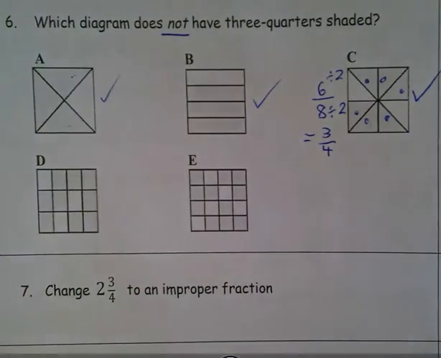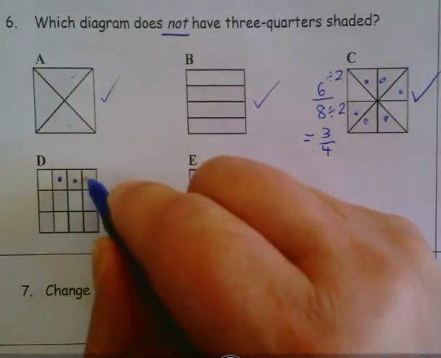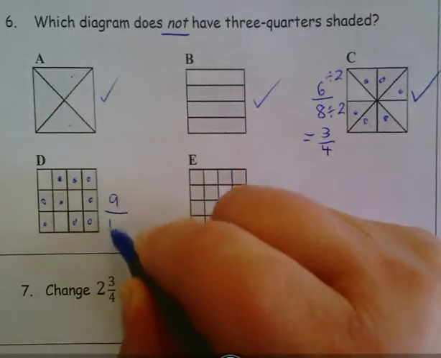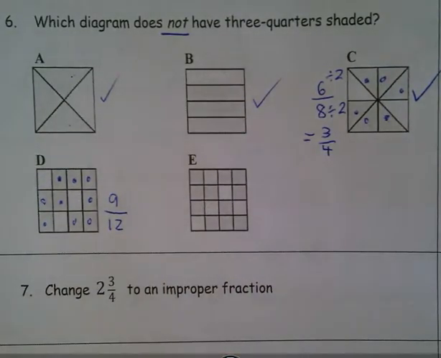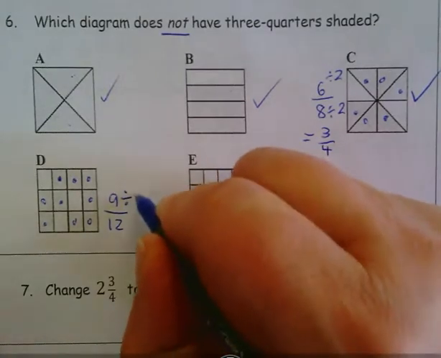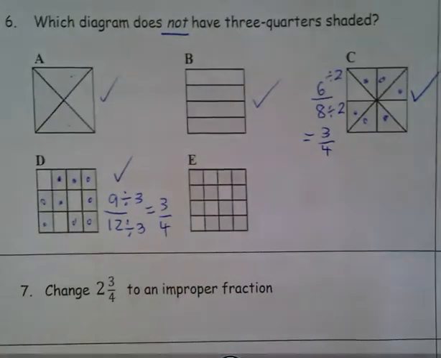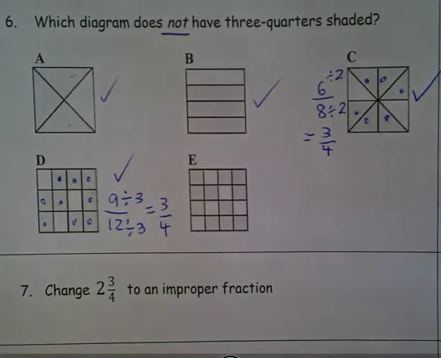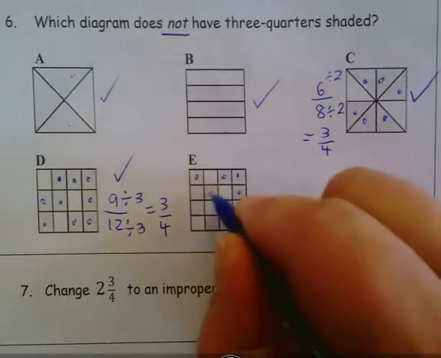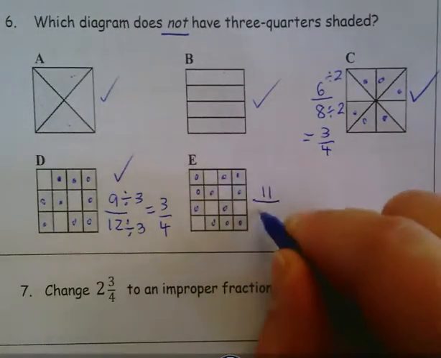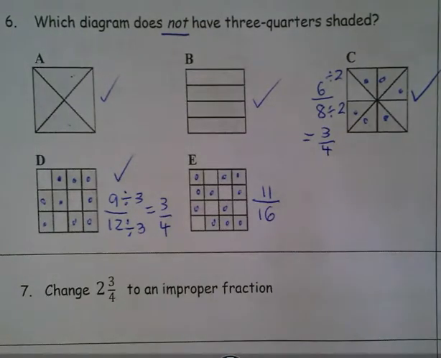So this one's okay. Let's look at D. I've got 1, 2, 3, 4, 5, 6, 7, 8, 9 shaded out of 12. There's 12 altogether. What can they both be divided by? 3, because they're both in the 3 times tables. That's 3/4. Looks like that one's okay. Had to be the last one. So let's have a look. 1, 2, 3, 4, 5, 6, 7, 8, 9, 10, 11 shaded out of 16. Now that one does not simplify to 3/4. If we did want the last one to simplify to 3/4, how many should have been shaded?